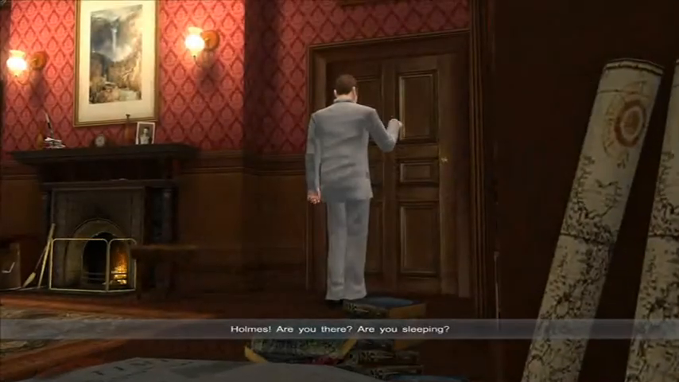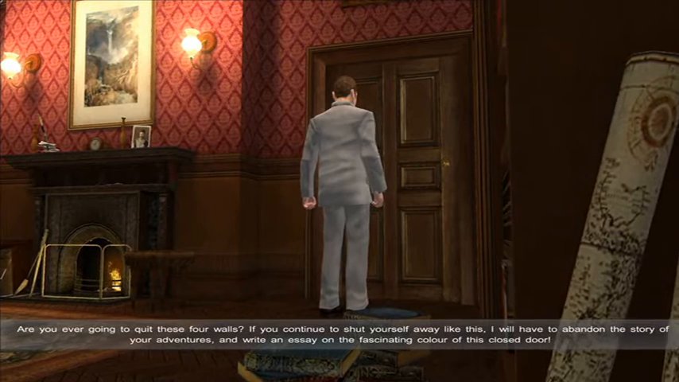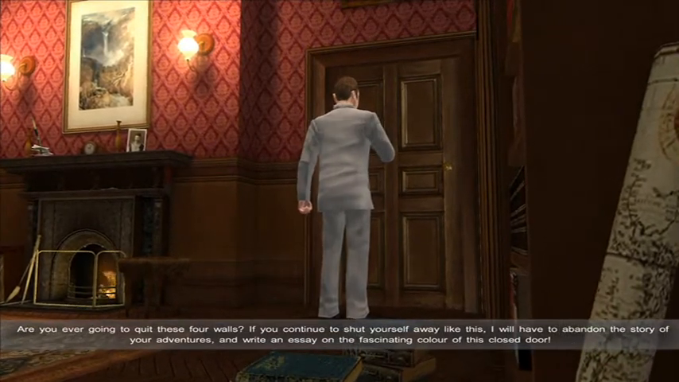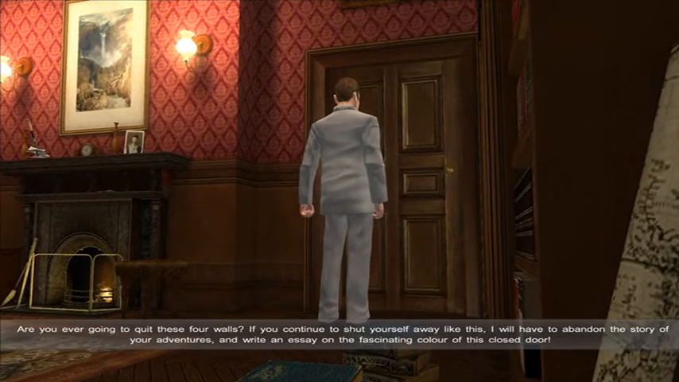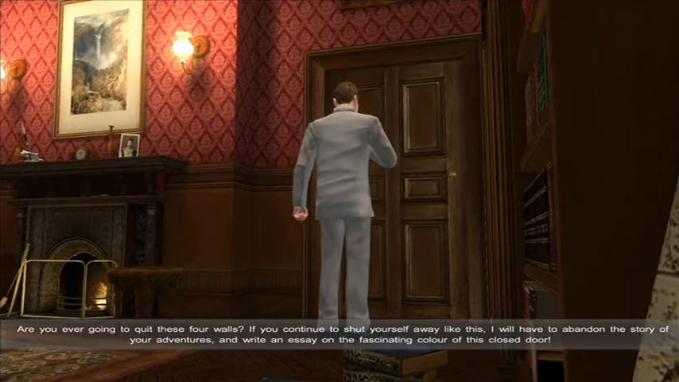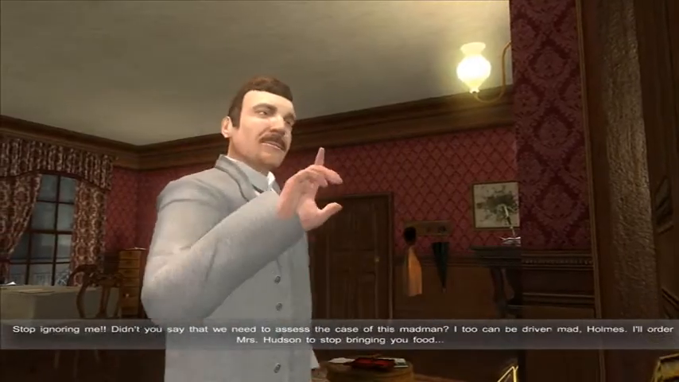Holmes, are you there? Are you sleeping? I'm thinking, Watson. Are you ever going to quit these four walls? If you continue to shut yourself away like this, I will have to abandon the story of your adventures and write an essay on the fascinating colour of this closed door. Very good, Watson. Stop ignoring me!